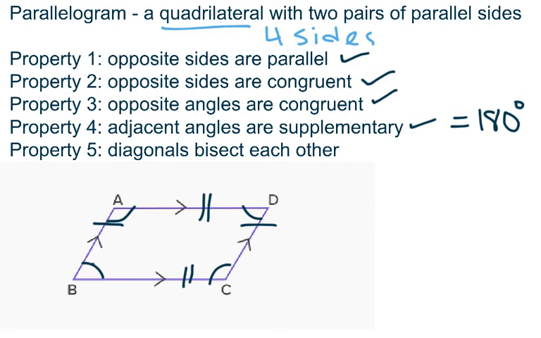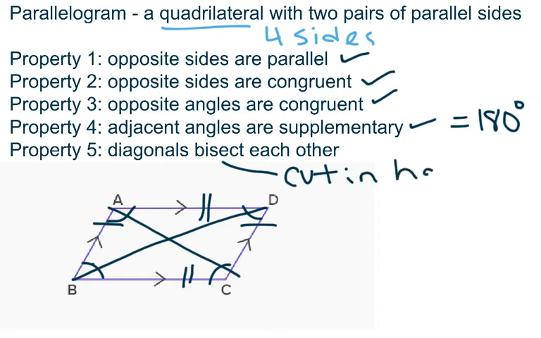And then the last one is that the diagonals, so if I draw from corner to corner, they bisect each other. So that word bisect means cut in half or cut into 2 equal pieces. And so this is what happens. Those 2 are equal and these 2 are equal. So that's a lot of stuff to remember, but it's pretty simple, I think.